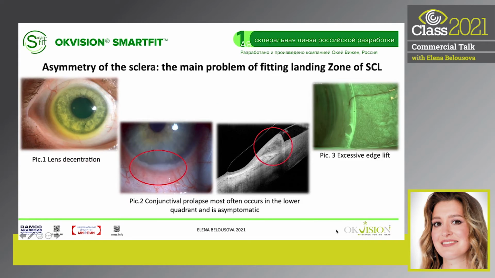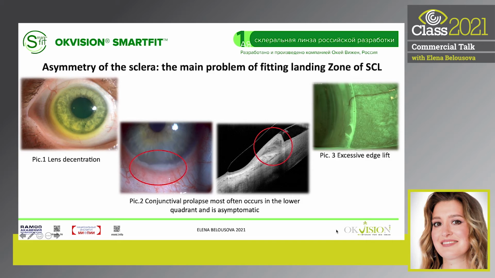And when we have any problems, as you know, not all patients have symmetric parameters of the sclera, and very often we work with a patient who has very toric or asymmetric parameters of the sclera, and this is important to avoid a lot of problems when we try to fit the landing zone of scleral lenses.